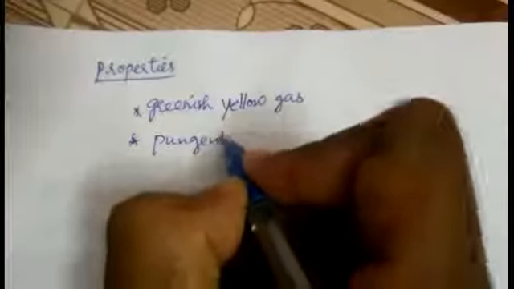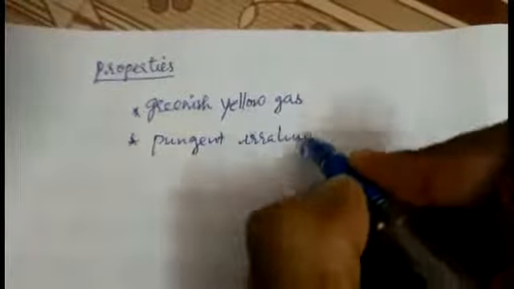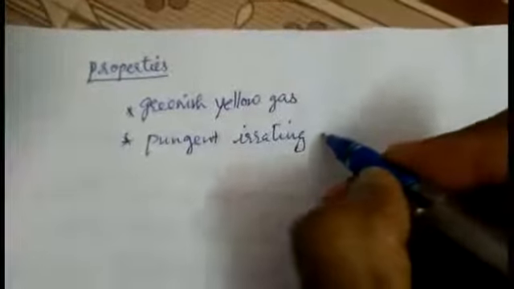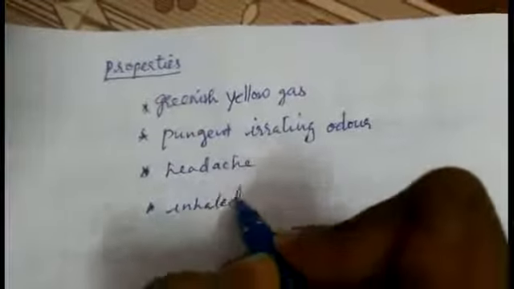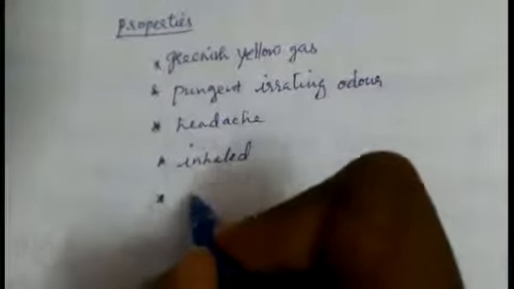Next, properties. Chlorine is a greenish yellow gas with a pungent, irritating odor. It produces headache when inhaled. It is 2.5 times heavier than air.